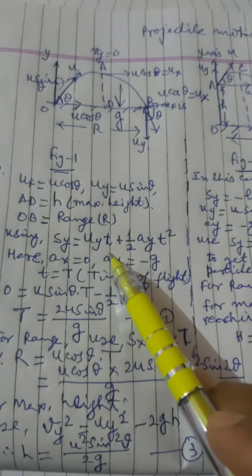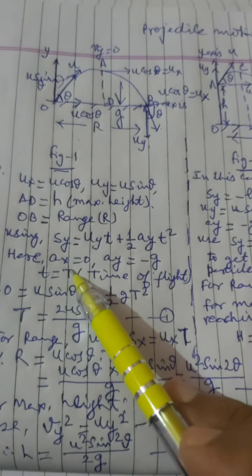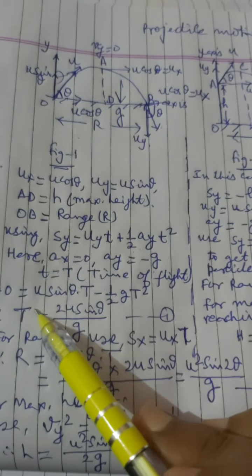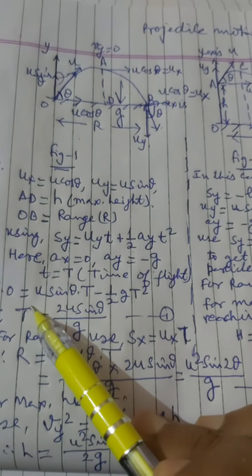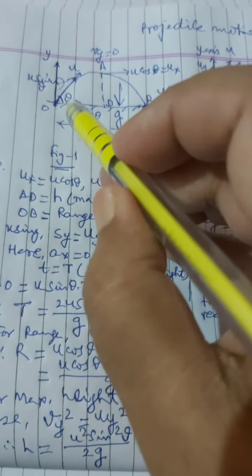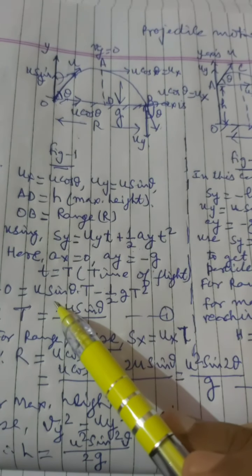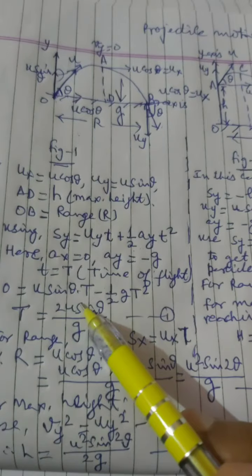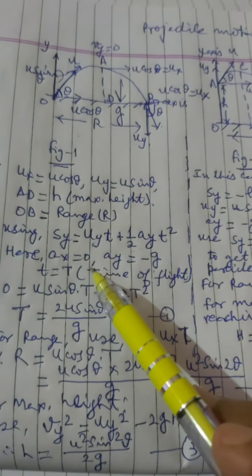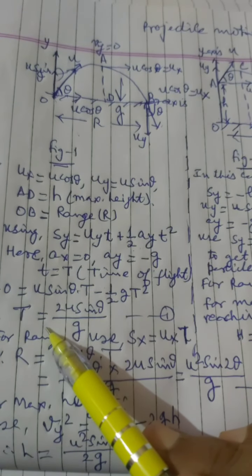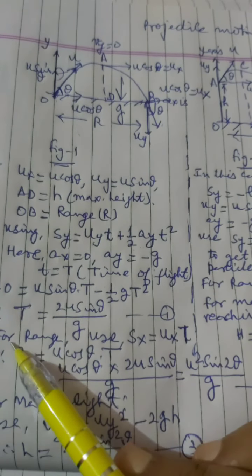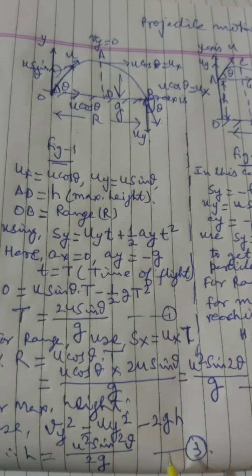So Sy is equal to uyt plus half ayt square, here Ax is 0, Ay is minus g, and t here is time of flight. So put the value Sy 0, here the particle is thrown from horizontal. So Sy is equal to 0, and uy is equal to u sin theta multiplied by t minus half gt square, because ay is equal to minus g, and you will get time of flight t is equal to 2u sin theta upon g.